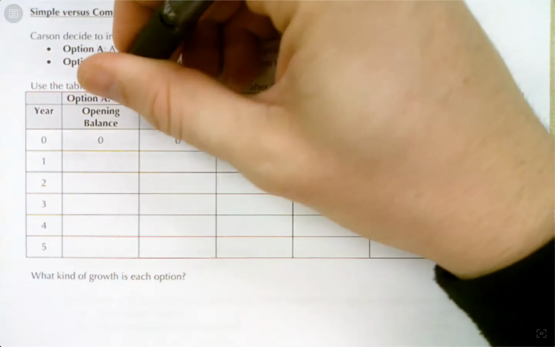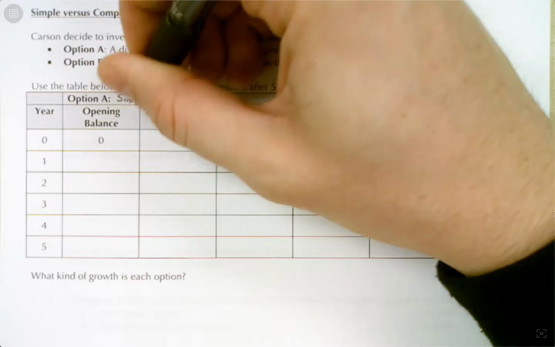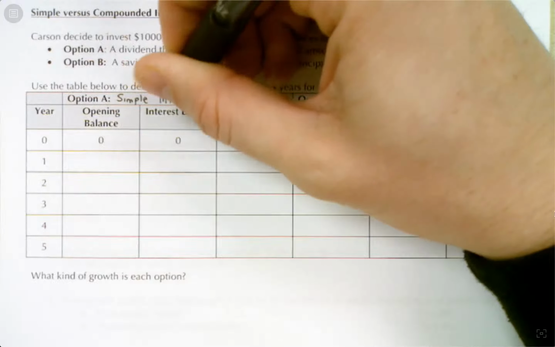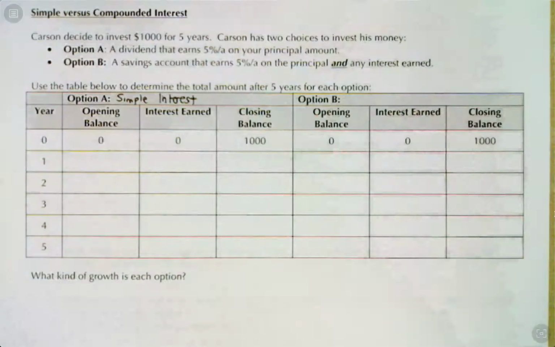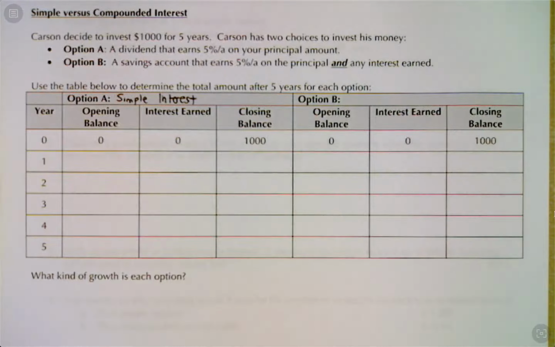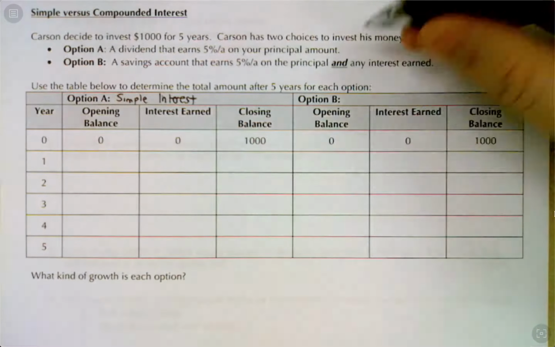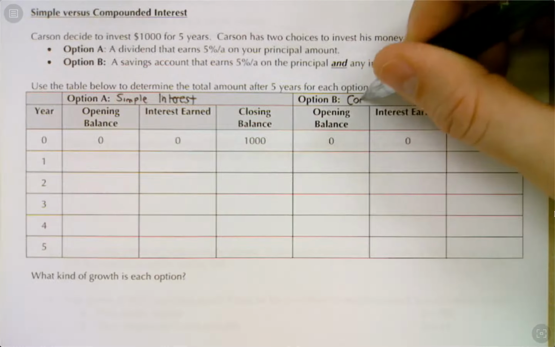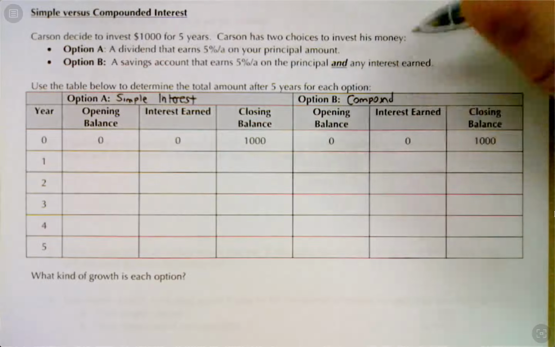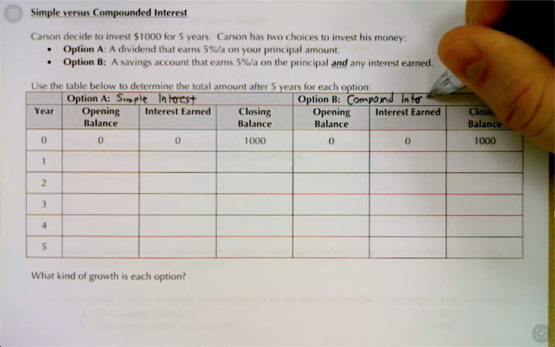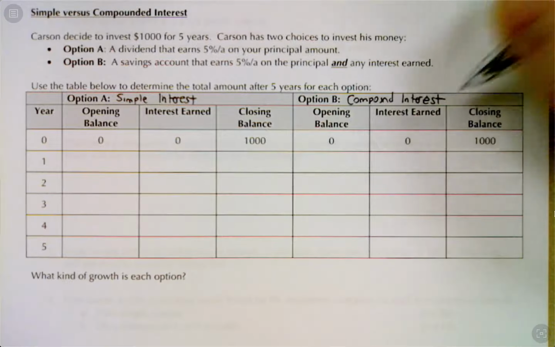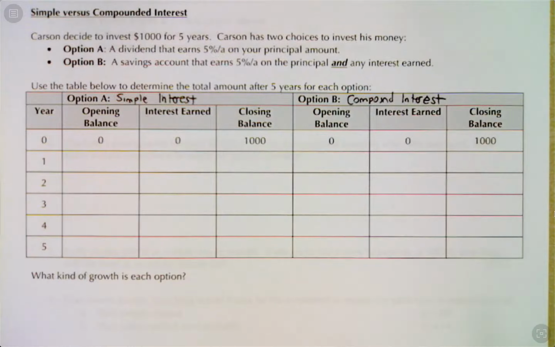I'm just going to write it up here. Simple interest. And option B is a savings account that earns the same interest rate, 5%, on the principal and any interest earned. This is the compound interest example. Now, the word simple and the word compound will have more meaning when you see how the interest is calculated. So let's start with the simple interest example.